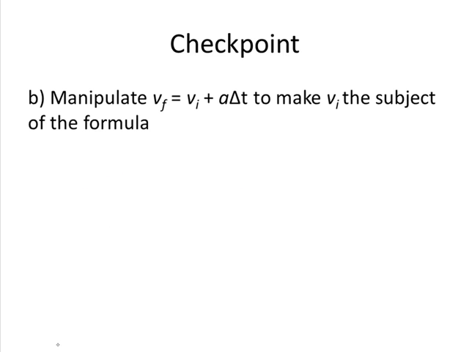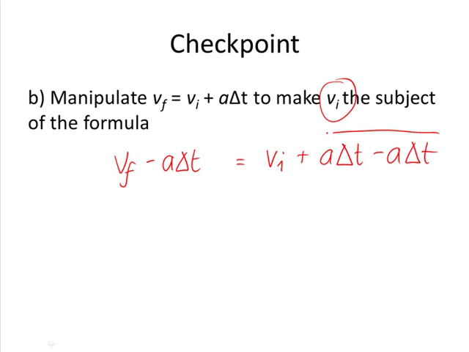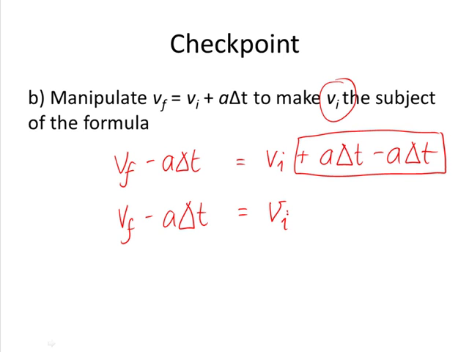Let's manipulate this formula to make V initial the subject of the formula. We subtract A delta T from both sides. V final minus A delta T is equal to V initial plus A delta T minus A delta T. Those two A delta T's cancel out to become 0 because A delta T minus A delta T equals 0. Anything minus itself is 0. And so we don't even need to write plus 0, of course. So now we have V final minus A delta T is equal to V initial. We just swap right and left hand side so that V initial is on its own on the left hand side. It is now the subject of the formula. V initial equals V final minus A delta T.